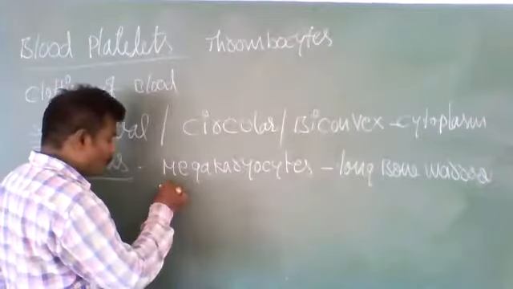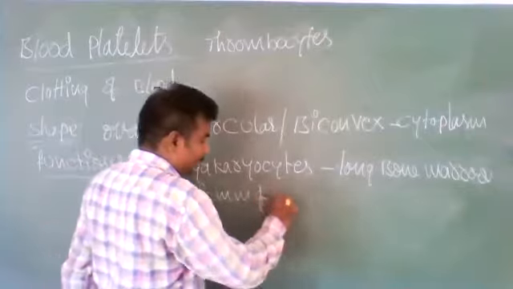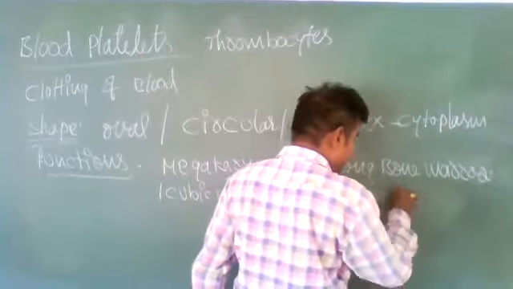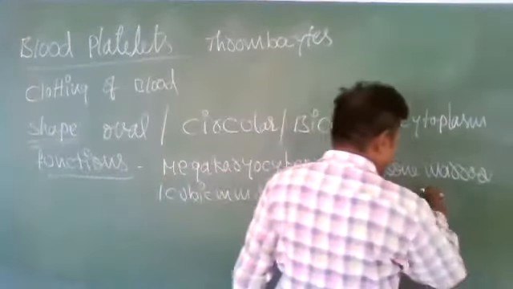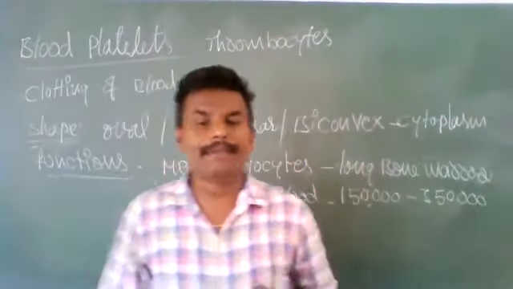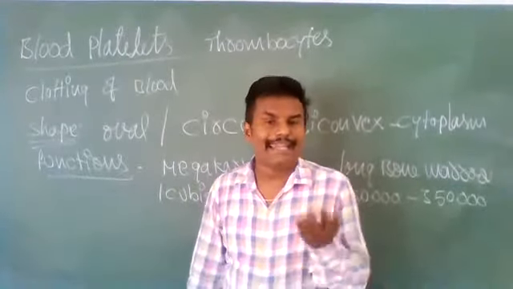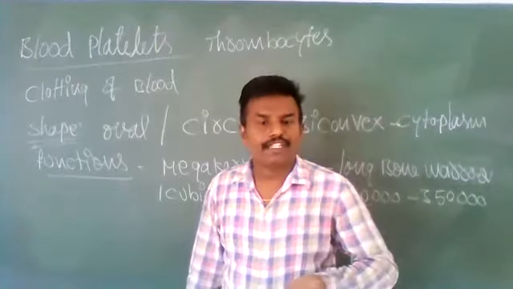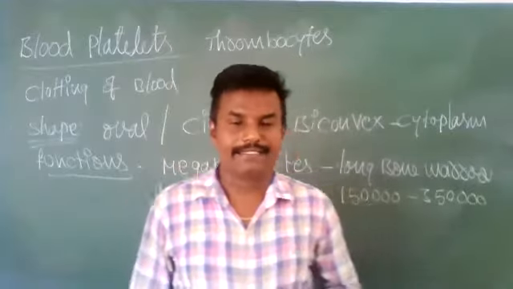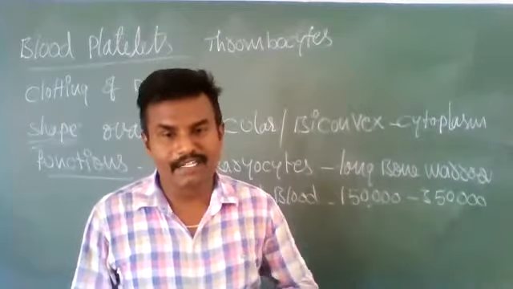Next, 1 cubic millimeter of blood contains 1,50,000 to 3,50,000 platelets. 1 cubic millimeter means nearer to 1 liter. Okay, 1,50,000 to 3,50,000 platelets are present in 1 liter of blood.